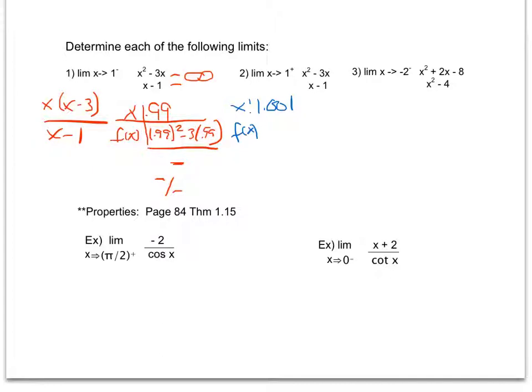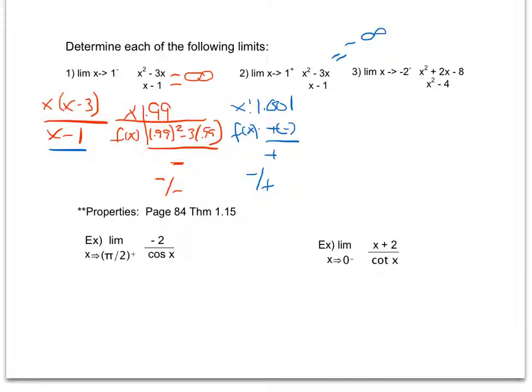I may not need to do any calculating on my calculator because if I plug in 1.001 for this x here, I see I'm positive. And 1.001 minus 3 I see there is negative, so I have a positive times a negative on top. 1.001 minus 1 is going to be positive on the bottom. So that's going to give me a positive times a negative is a negative on top over a positive, which is going to tell me it's going to approach negative infinity.